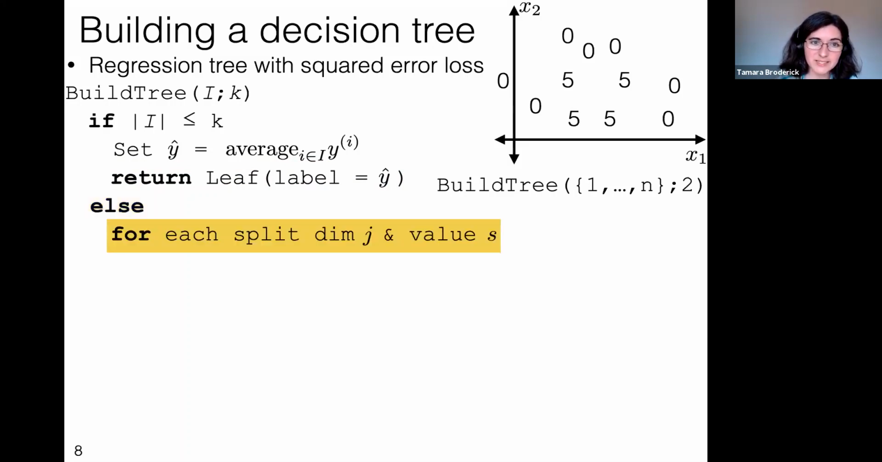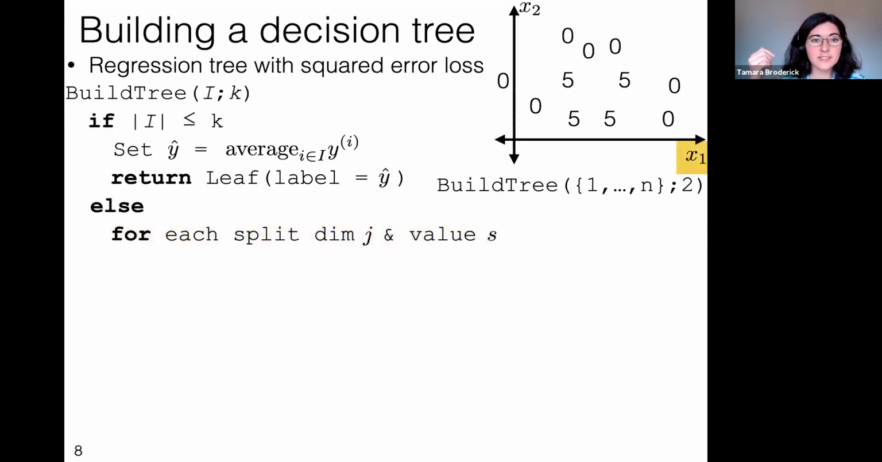Okay, in that case, I'm going to have to make some kind of split. That's what happens in our internal nodes. I've decided I'm not making a leaf, so I'm going to have to make an internal node, and that internal node does a split. And that split, remember, has a dimension and a value.